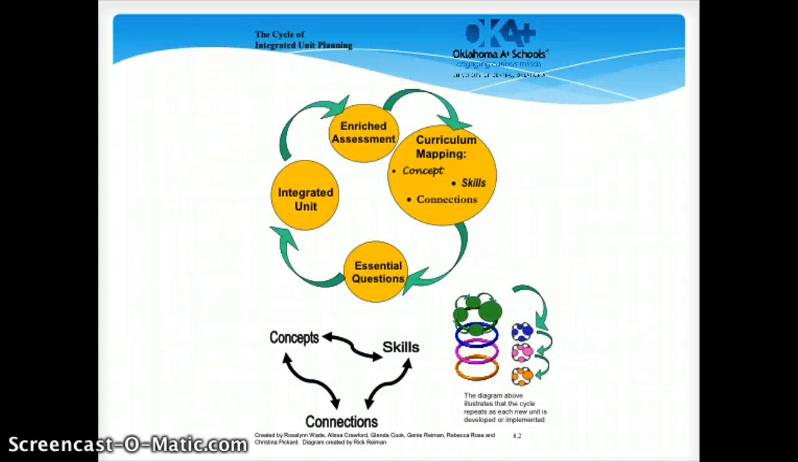The cycle of integrated unit planning is a graphic organizer that can be found in your common documents. Curriculum mapping can really begin at any component in the cycle and will volley back and forth between them as the planning progresses and the unit is implemented. There will always be going back and forth between concepts and skills and connections, as well as the whole cycle. So keep this graphic organizer handy.